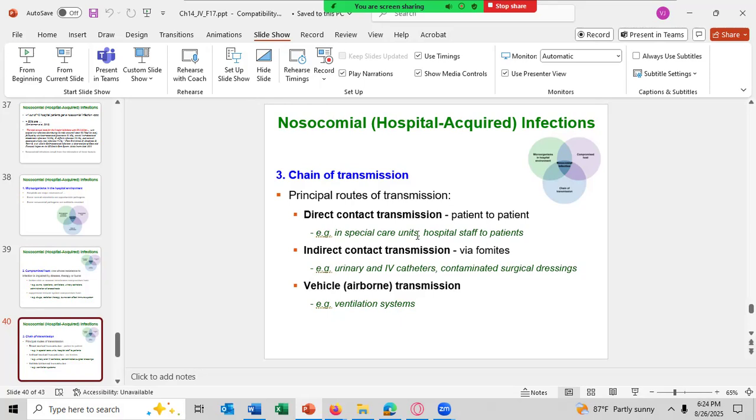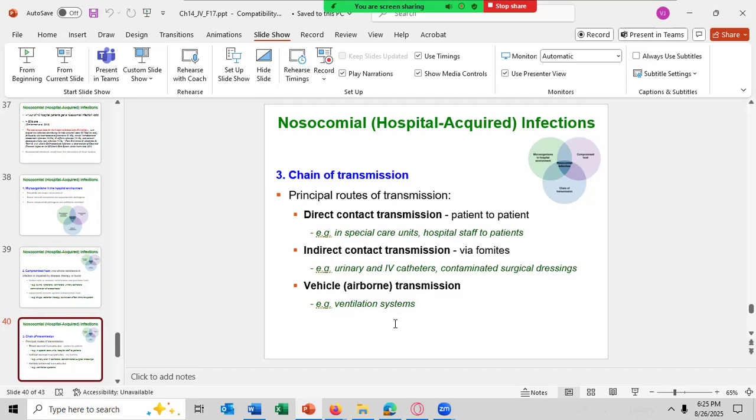Any question about any of that? There can also be indirect transmission, where a fomite brings the infective agent to a patient. Urinary and IV catheters, if they're contaminated, can bring a nosocomial infective agent to a patient. Contaminated surgical dressings: if somebody didn't handle the dressing correctly, they can put a nosocomial infective agent on the dressing, and then you put it on the open wound, and then the wound becomes infected with a nosocomial infective agent.